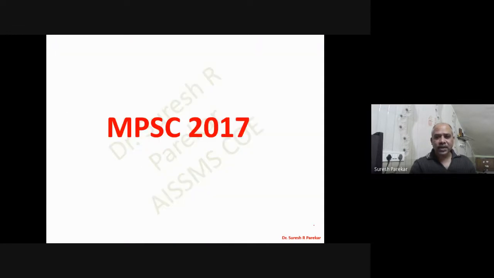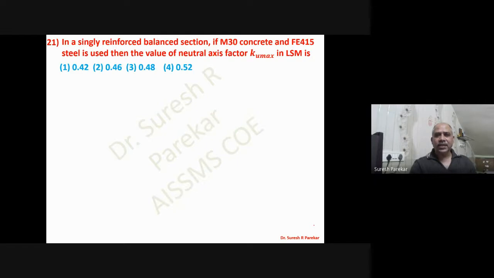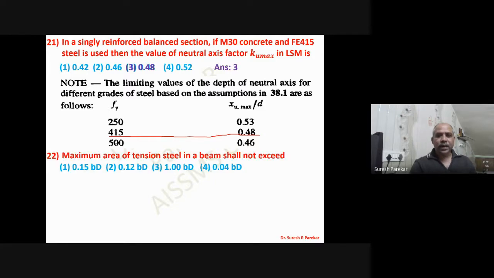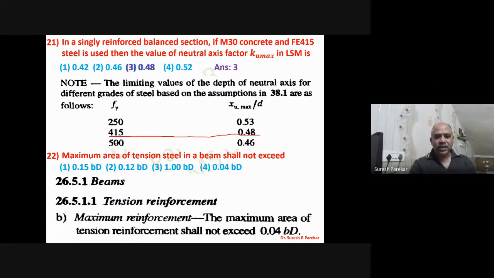Then MPSC 2017. In a singly reinforced balanced section, if M30 concrete and Fe415, Xu max. So Xu max does not depend on grade of concrete; it depends on grade of steel, and that is given here. And from here, for Fe415 the value is going to be 0.48. So we have value 0.48. Option is 3. Then the minimum area of tension steel in a beam shall not exceed. So we have clause number 26.5.1, beams, 1.1, tension reinforcement 0.04 BD. So option we have is 4.